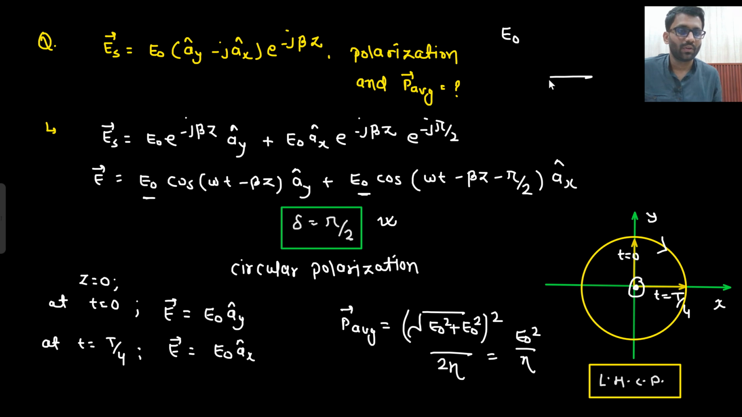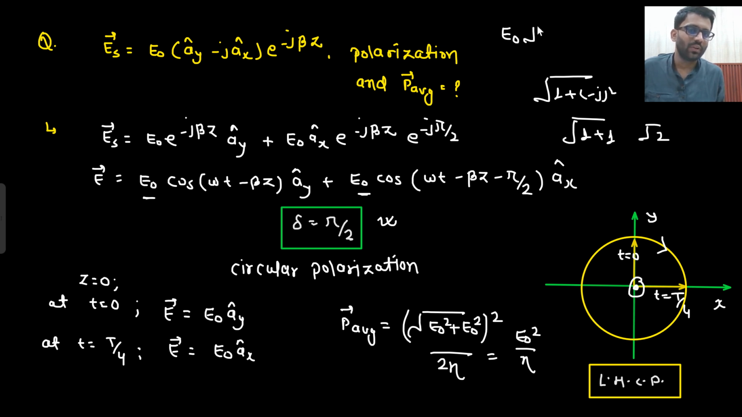Why under root 2? Why not this 1 plus minus j whole square? Why not this? I told you j is just a phase. So 1 plus 1, so under root 2. So E naught under root 2 is my magnitude. So E naught under root 2 whole square divided by 2 eta. That is the answer. So what you are going to get? E naught square by eta, right? So answer is E naught square by eta.